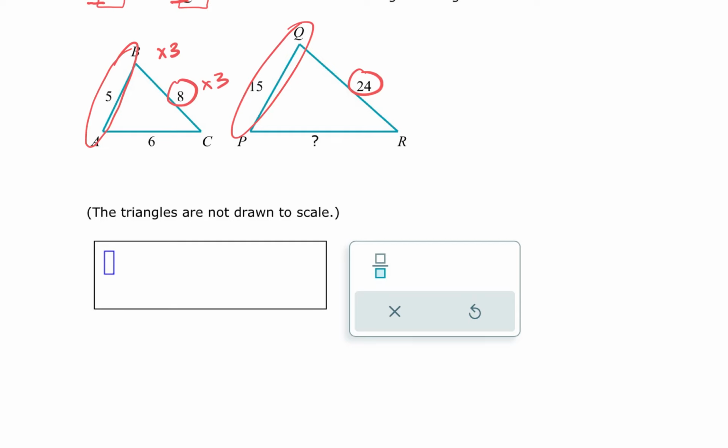So our last side is going to follow the same rule. I'm just going to multiply it also by 3. So side PR has a length of 18 units.